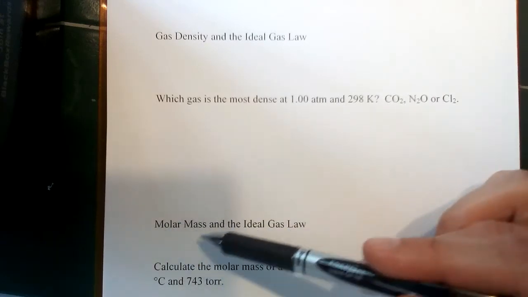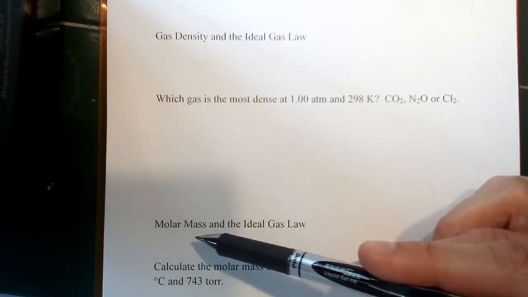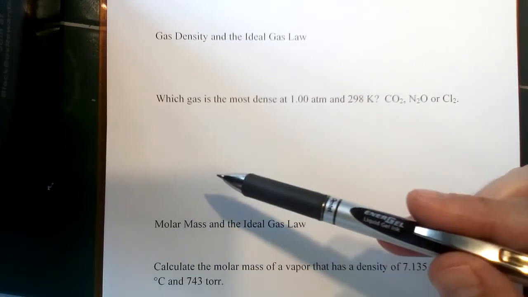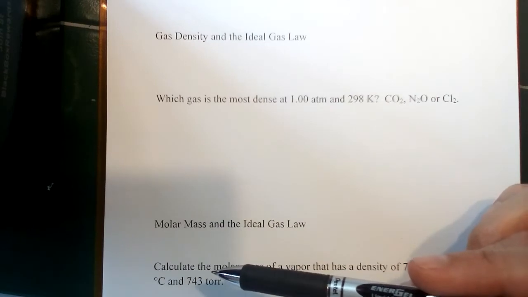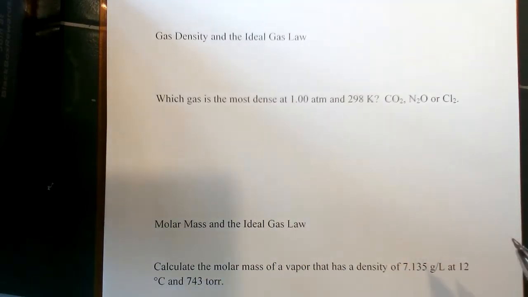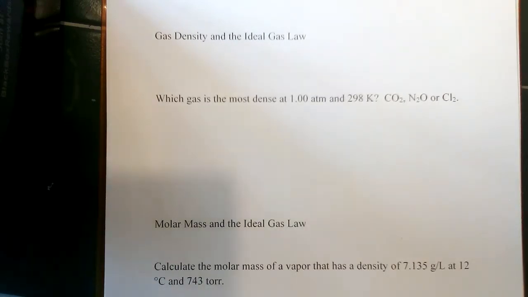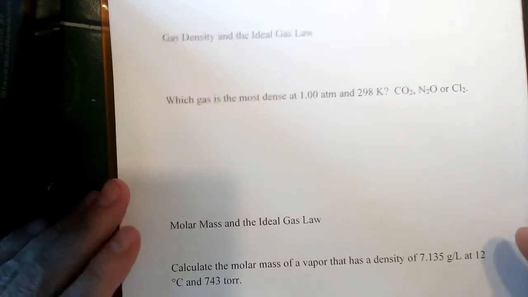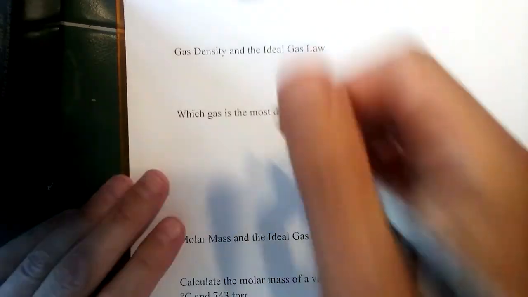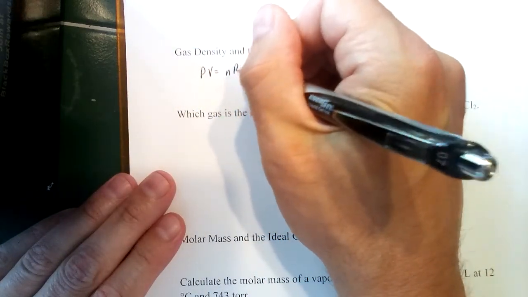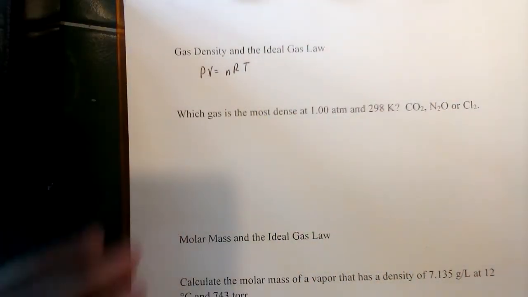And we can also start to think about the molar mass of a gas sample, which would be the mass of the gas in the sample compared to how many moles of the gas are present. So both of these will involve incorporating mass into our ideal gas law. So let's start with density. And we already know that we can set PV equal to nRT.